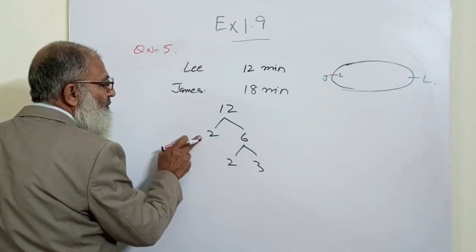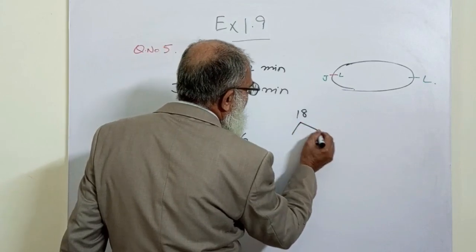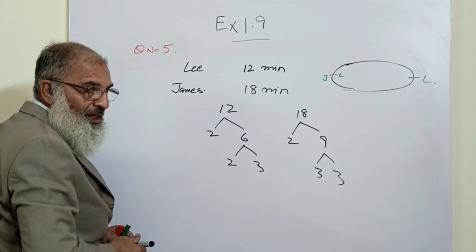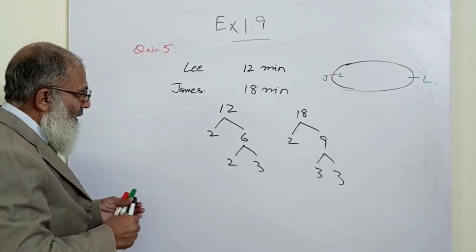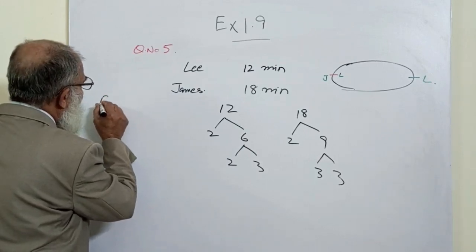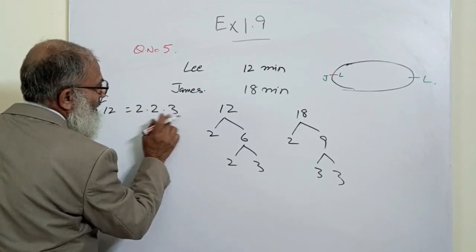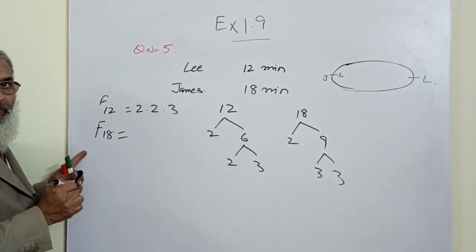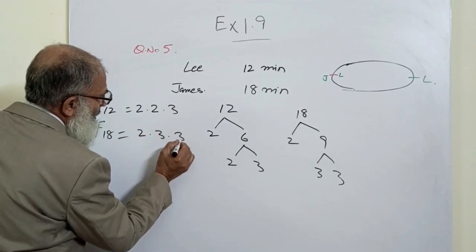3 times 2 is 6, 6 times 2 is 12, and 18 is 2 times 9, and 3 times 3. I think you are able to do it on your fingertips. Very easy now. What are the factors of 12? 2, 2, 3. And what are the factors of 18? Is it visible to you? 2 and 2 threes.